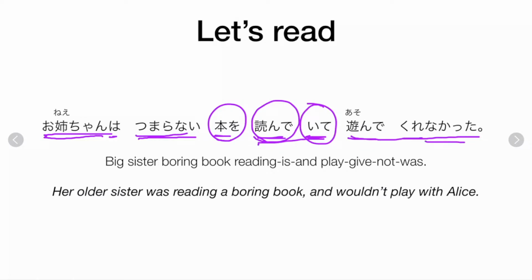Asonde kure nakatta. So asobu is to play. Asobu plus kureru is to give Alice the action of playing. Nakatta, she wasn't doing that. So big sister, boring book, reading is and play give, not was. That's a really weird way to look at it. But her older sister was reading a boring book and wouldn't play with Alice, right? Asonde kure nakatta, she didn't give Alice the action of asobu, which is to play. So she wouldn't play for Alice or with Alice in this case.